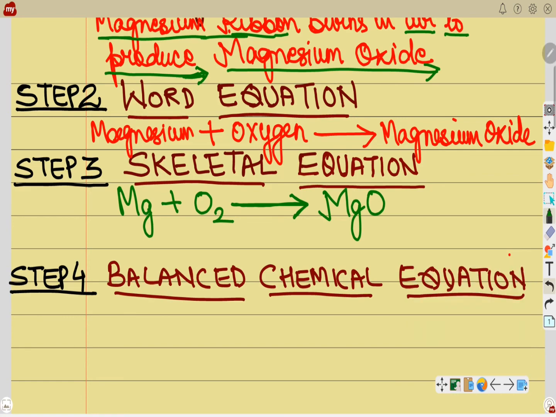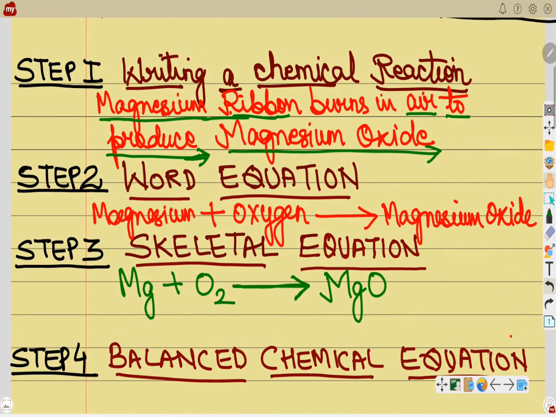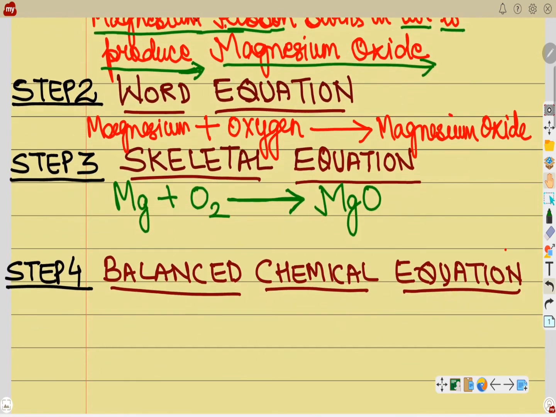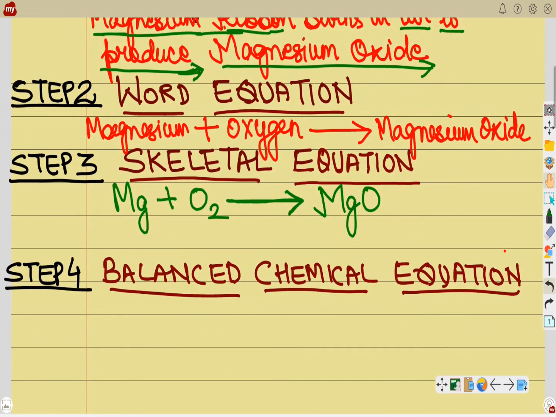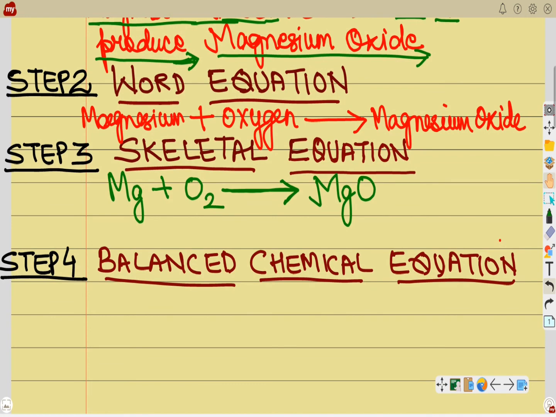The chemical reaction has now been converted to a word equation, which has now changed to a skeletal equation. Now we have to remember our law of conservation of mass. What does it say? It says that the number of atoms of the various elements on the reactant side has to be equal to the number of atoms of those same elements on the product side as well. So we will try to balance this equation.